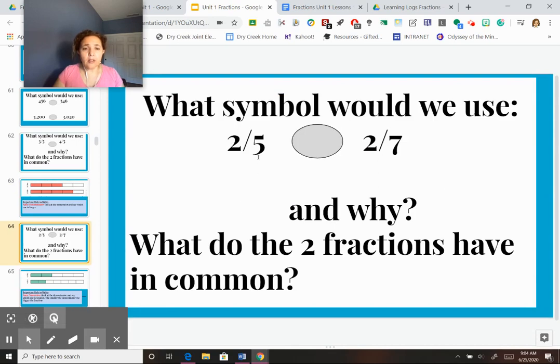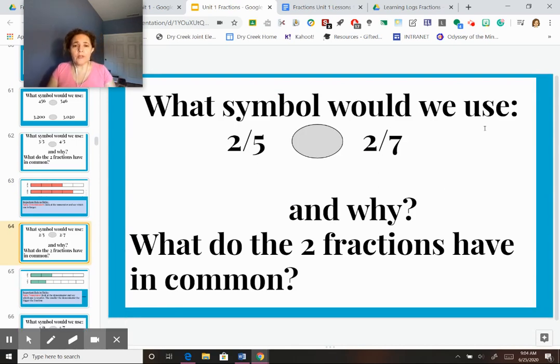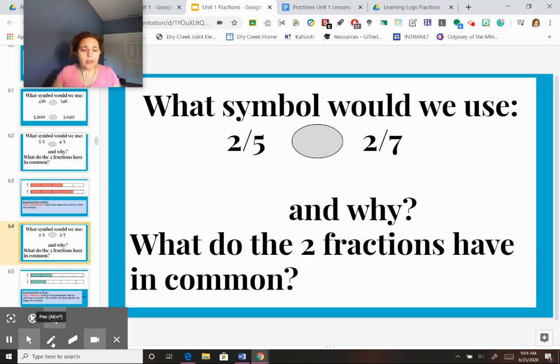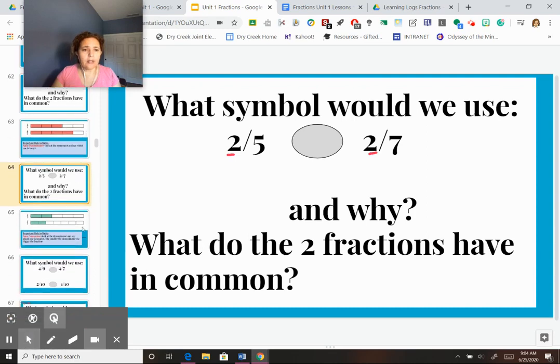Okay, let's take a look at this one. What symbol would we use and why? We have 2/5 and 2/7. So what do they have in common? So this one's a little bit different, right? What do they have in common? That's right. If you said the numerators are the same, you would be correct. So what happens when the numerators are the same? So let's take a look at that one and see what that would look like, okay?